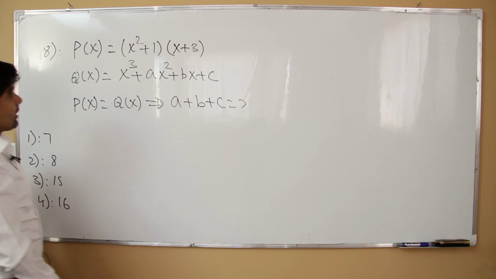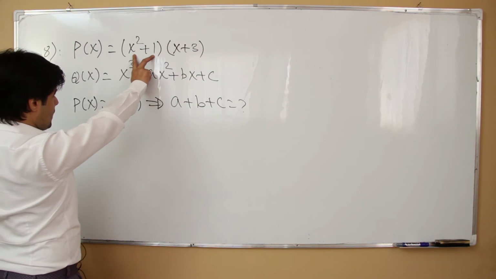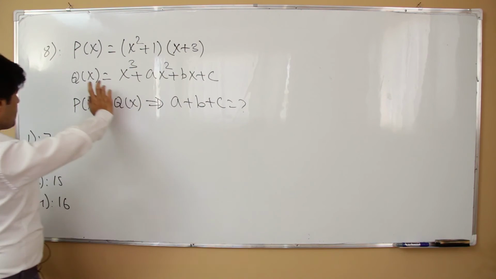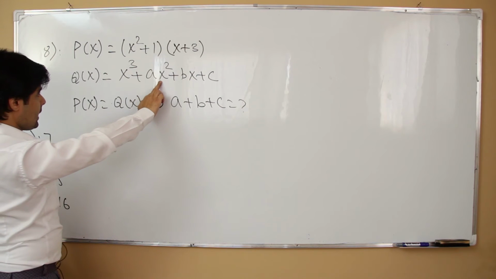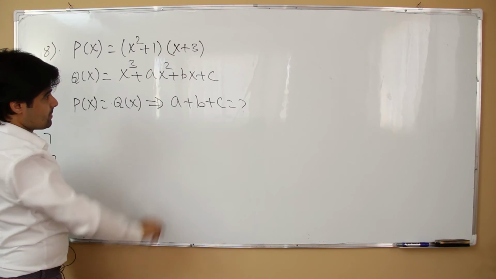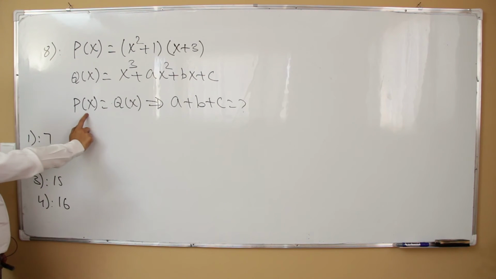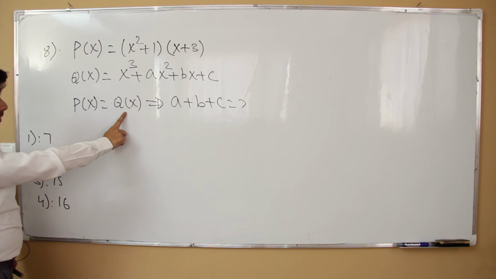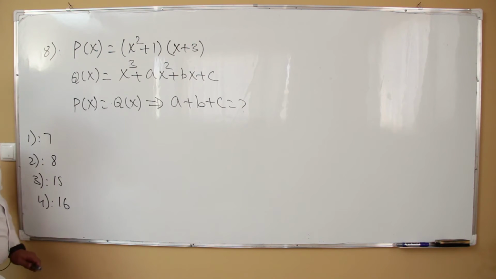Come to question number 8. P(x) is given as (x square plus 1) times (x plus 3). Q(x) is given as x cube plus ax to the power 2 plus bx plus c. P(x) and Q(x) are equal. Now find a plus b plus c.